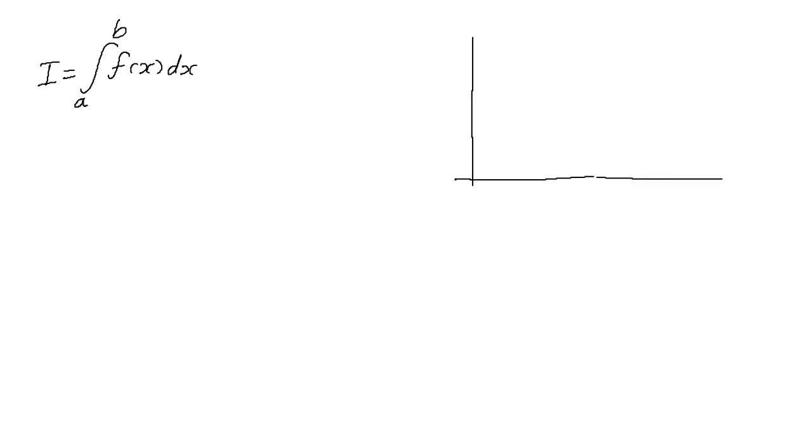Okay, let us define a particular integral I, which is the integral of f of x dx, to be integrated from x equal to a to b. So let us represent this function graphically. This is x and this is f of x. Now let's plot the function. The function may be of any shape, regular or irregular, say something like this.